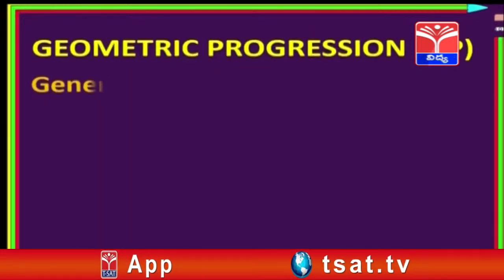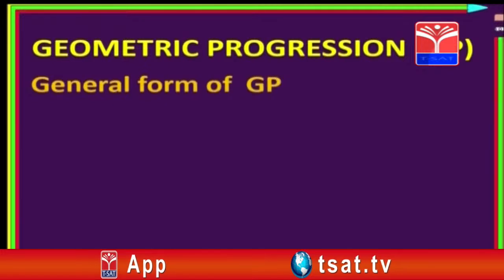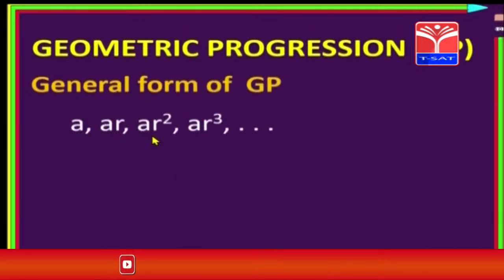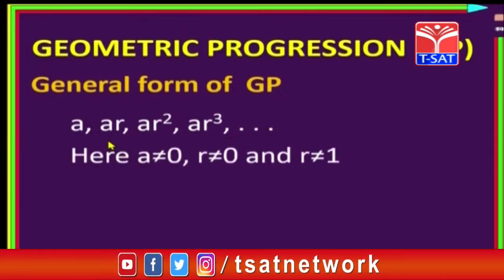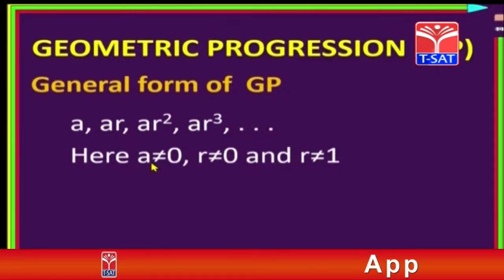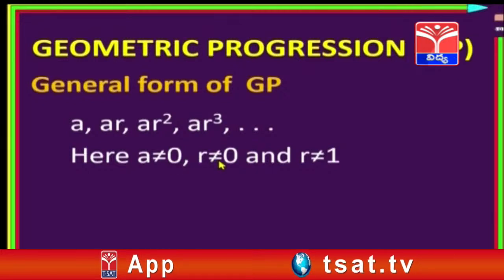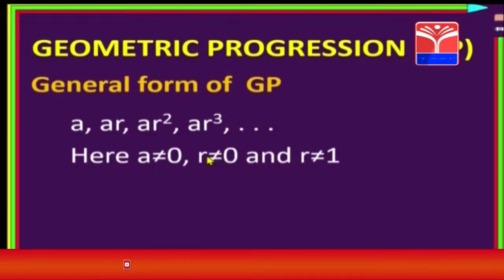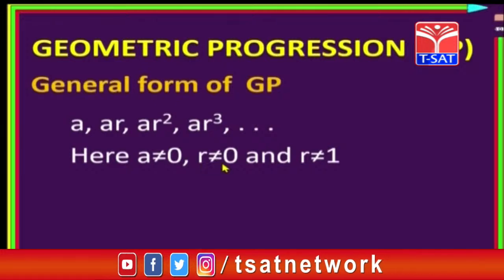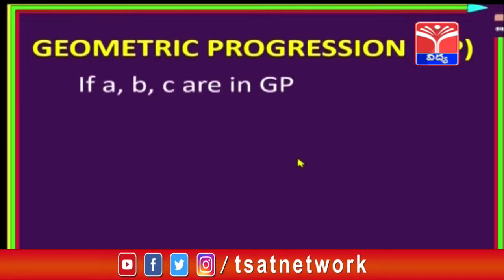Now what is the general form of geometric progression? A, AR, AR square, AR cube, and so on, that is called the general form of geometric progression. Here we have three important conditions. One is A not equal to 0, R not equal to 0 and R not equal to 1. So students, remember these important conditions: A not equal to 0, R not equal to 0 and R not equal to 1.